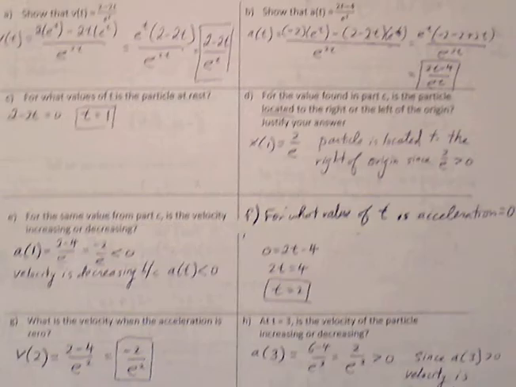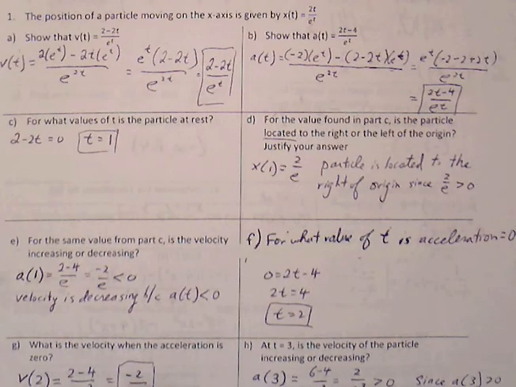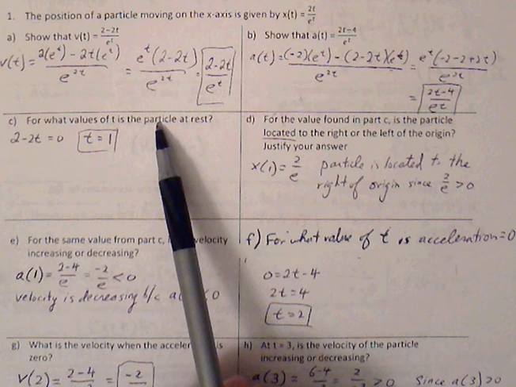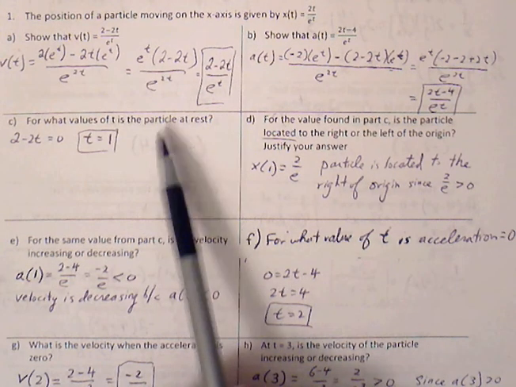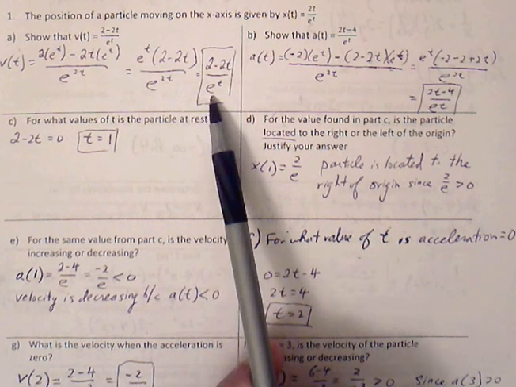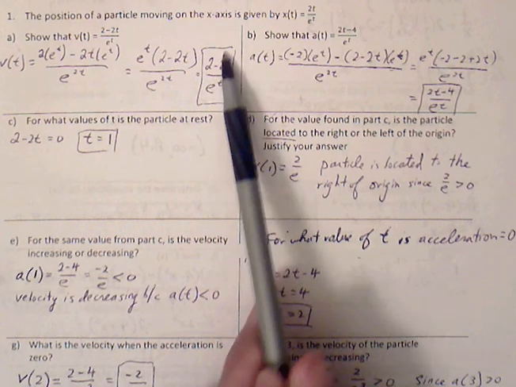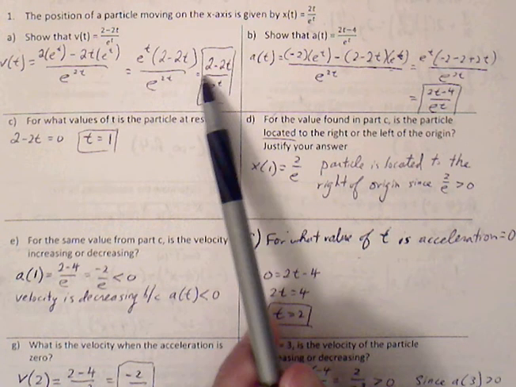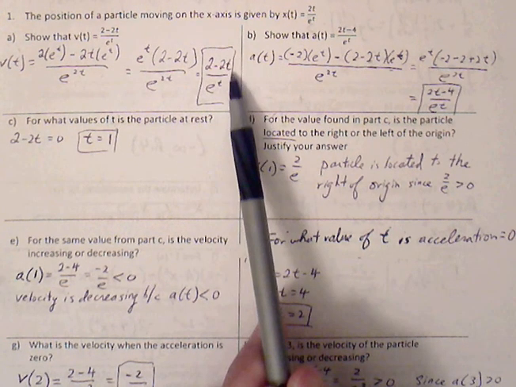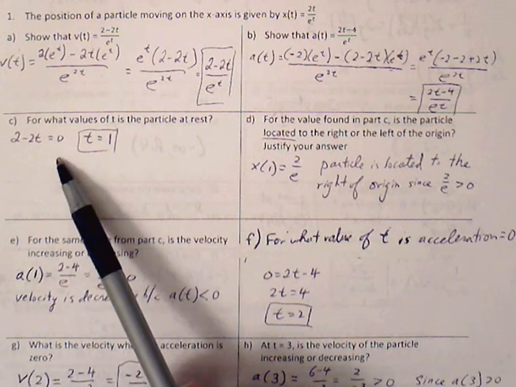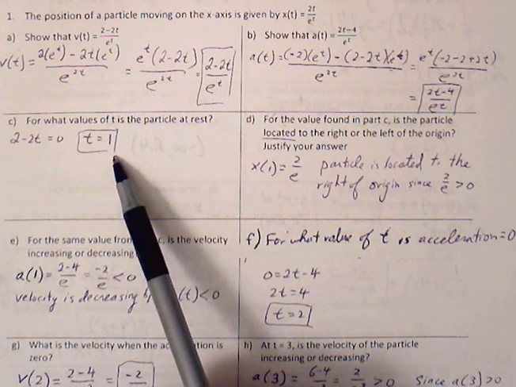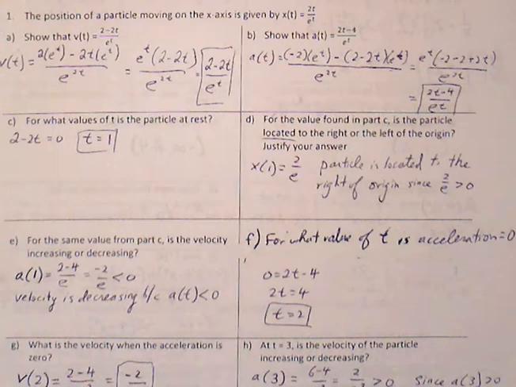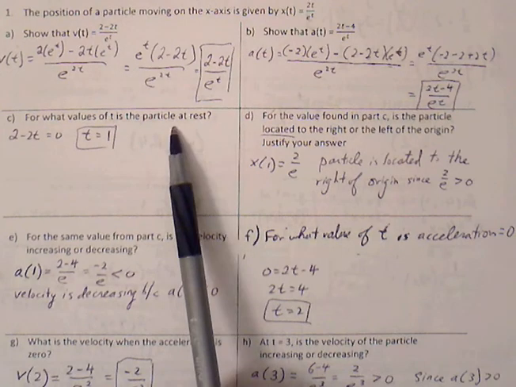Okay, part C. For what value of t is the particle at rest? The particle is at rest when velocity is 0. So we can simply look at our velocity function and set that equal to 0. When velocity is 0, that's when the numerator is 0. So set 2 minus 2t equal to 0, and we solve for t, we get t equals 1. So when t is 1 second or 1 unit, we know that the particle is not moving.